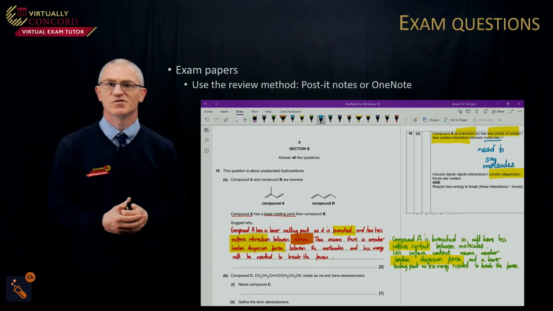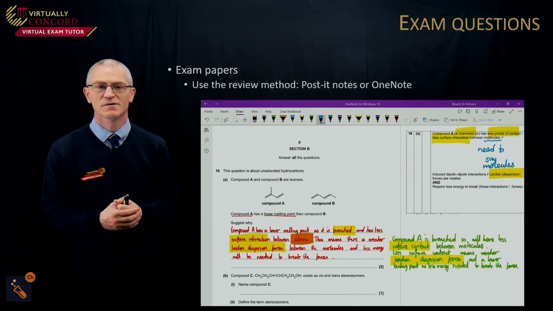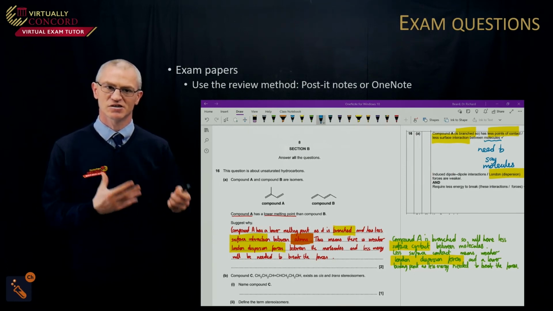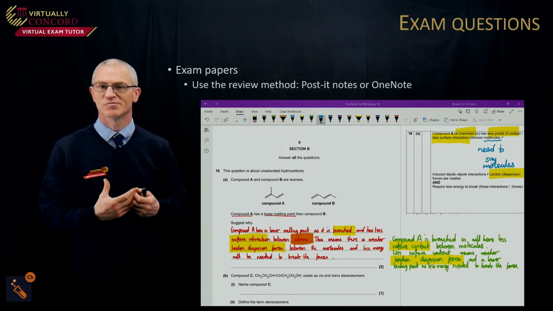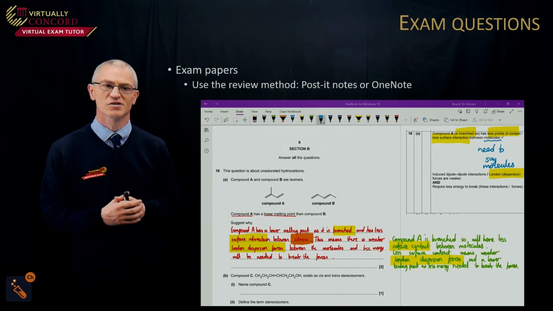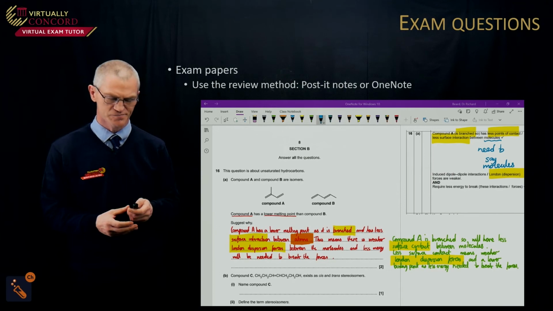Now you can do that review method as many times as you want. Okay, it's a way of getting similar questions done properly, because chemistry does have a lot of similar questions in it, especially when it comes to branching, melting points and such and so forth.